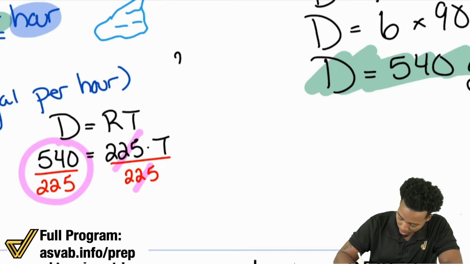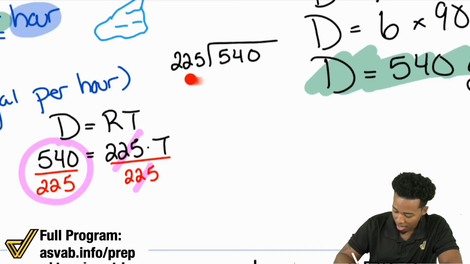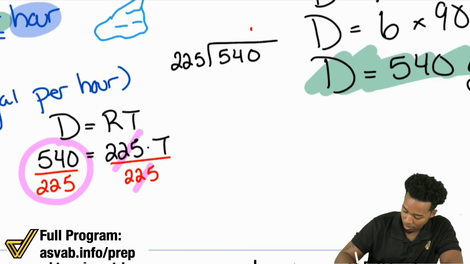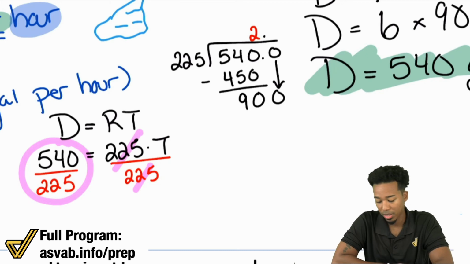So 225 into 540. Well, 225 goes into 5 no, 4 no, 54 no, 540 yeah. It'll go in there a total of at least 2 times, because 225 times 2 is going to be right here, 450. So that becomes a leftover of 90, and we must use a decimal here. So bring that 0 down and we have 900.